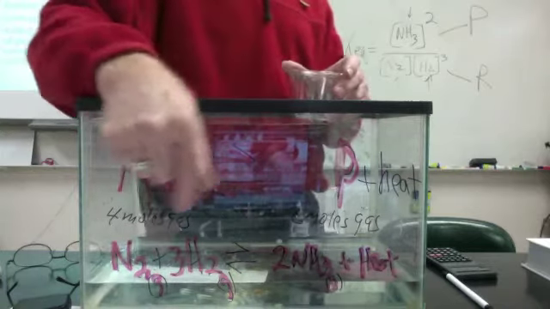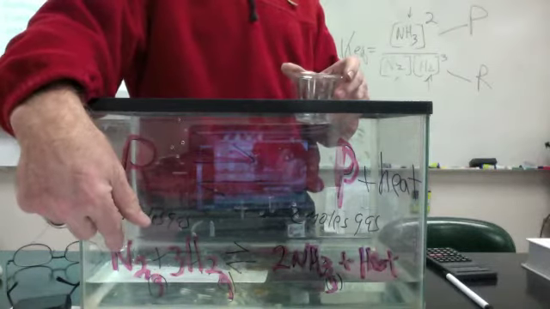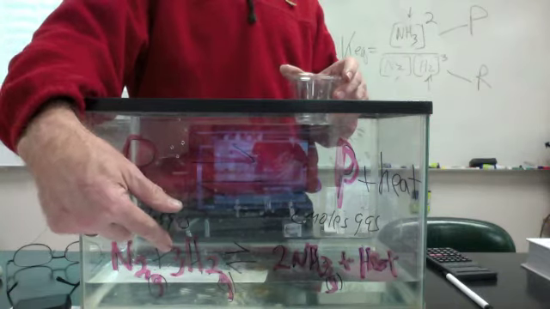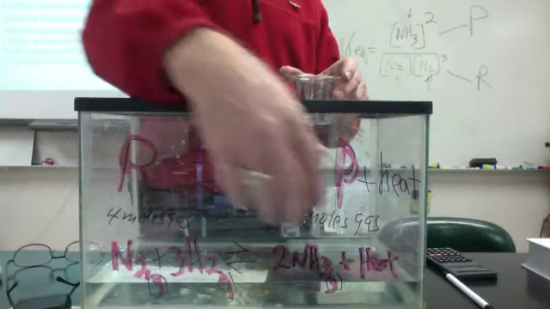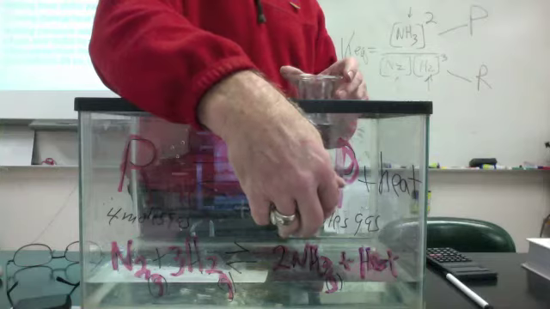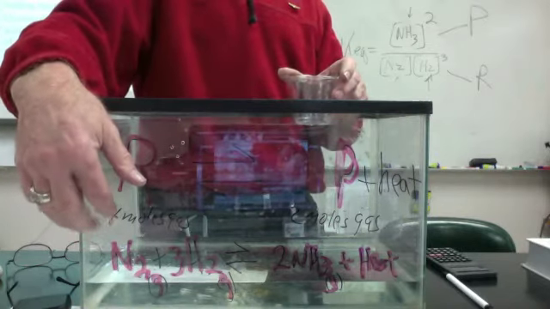Well, the way to do pressure is to count the number of moles of gas. So over here, I've got 1 N2 and 3 moles of H2. So I've got 4 moles over here. I only have 2 moles of gas over here.